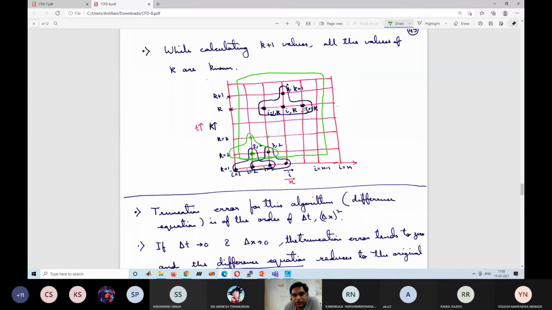Similarly, I will continue. In general, for the k plus 1th grid row, this value I will find based on these 3 points. These will already be known from previous calculation, right? So like this, once I know the previous time value, I can find the next time value. Once I know this time value, I can find this time value. Like this, I will proceed along time. This is known as time marching.